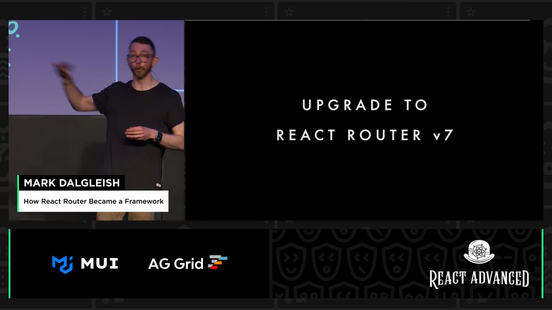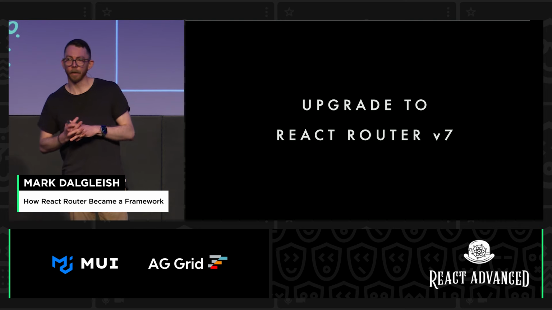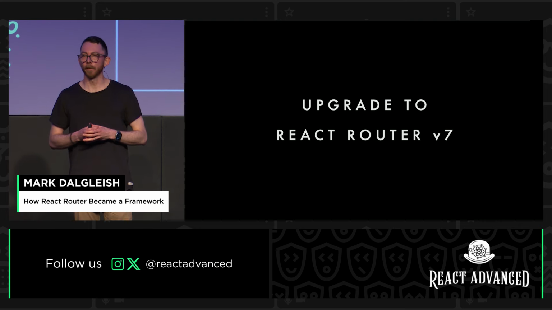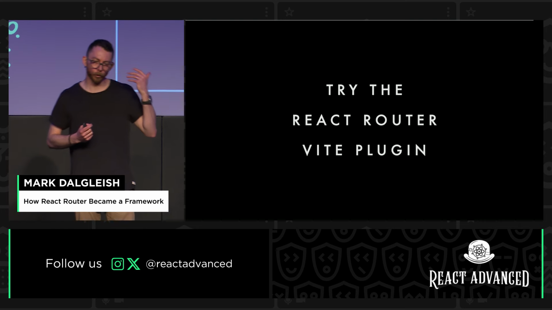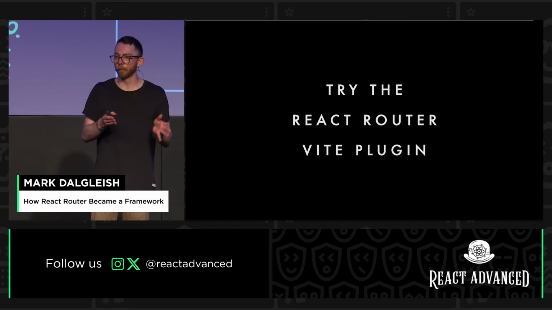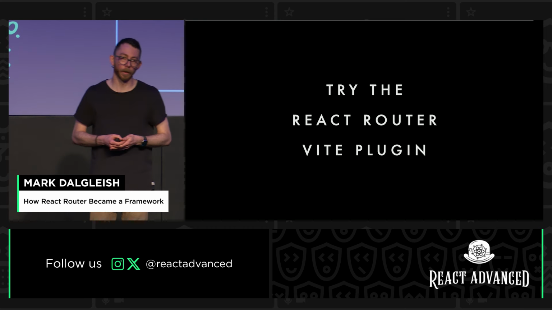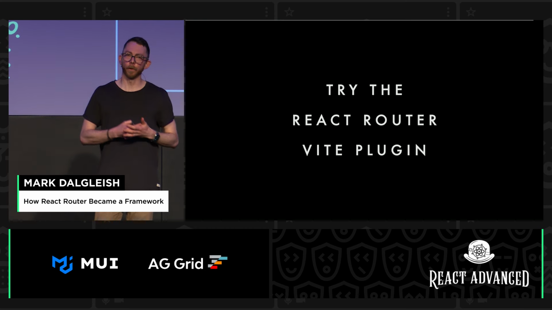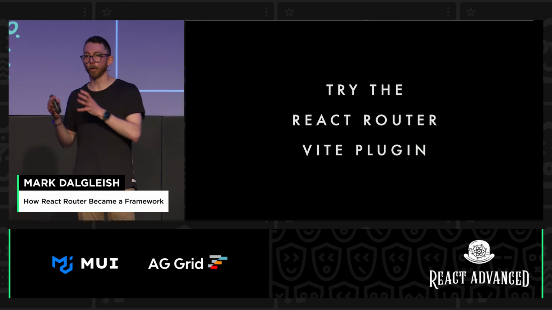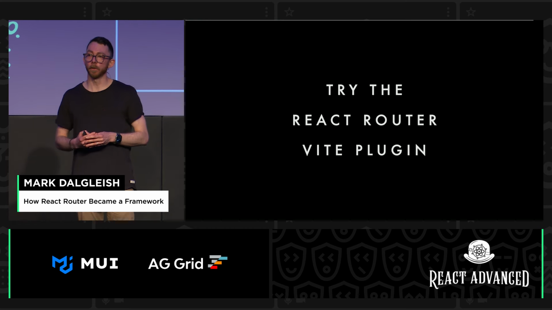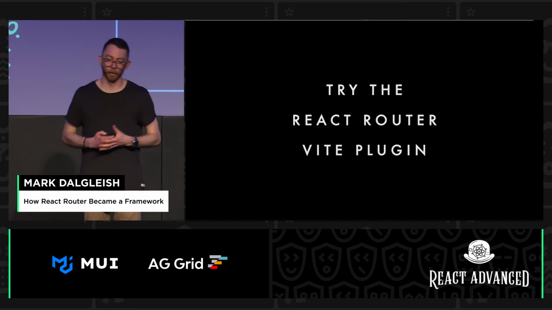So if you're on that blue line, or if you want to join us on that blue line, I really encourage you to upgrade to React Router v7 and then try the React Router Vite plugin, whether on your existing project or on a new project, to get a feel for it and really see how it can help your development experience and how it can help with the quality of the end product that you ship to users, which ultimately is the most important thing.